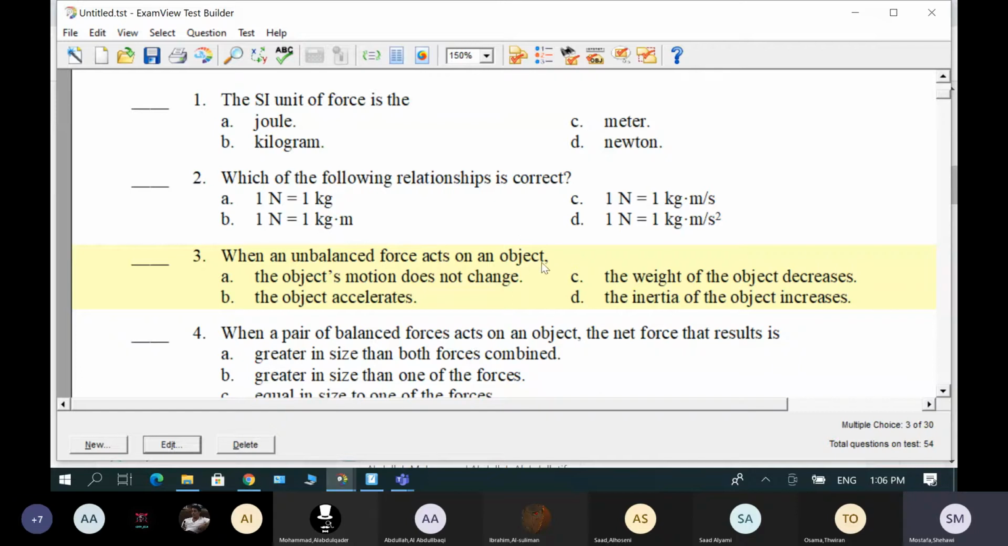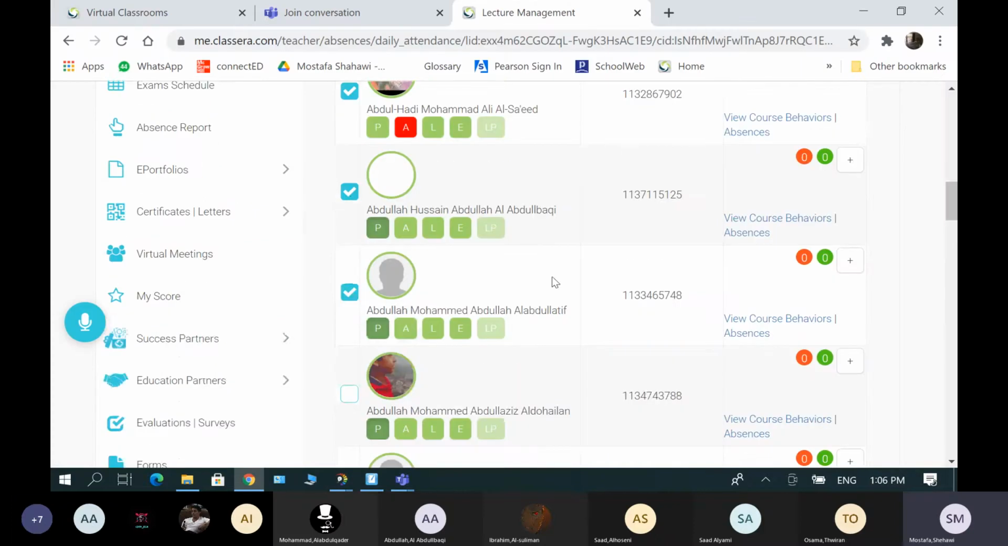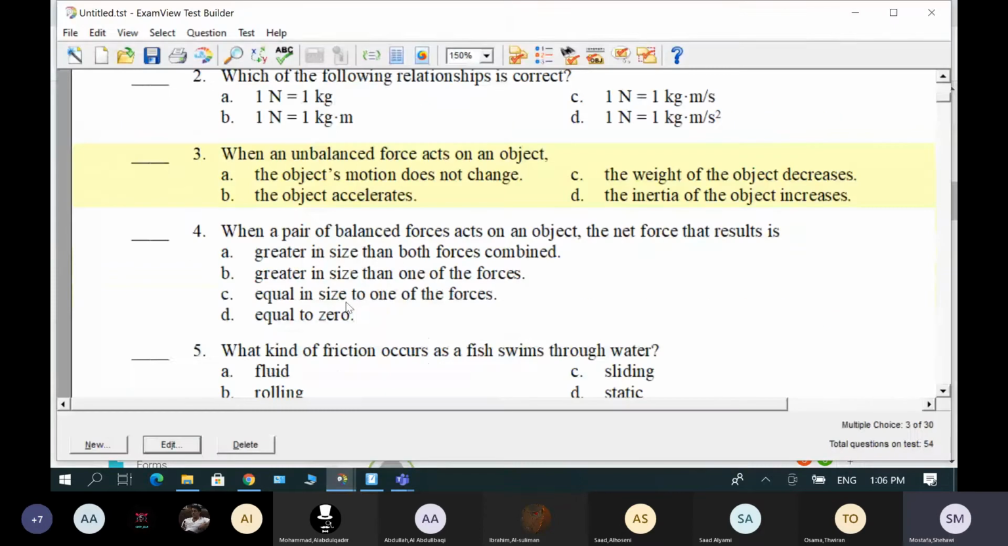Abdullah Abdulatif. Here. Okay, Abdullah. Question 3, read it. When a non-balanced force acts on an object: A, the object's motion does not change; B, the object accelerates; C, the weight of the object decreases; D, the inertia of the object decreases. Is it B? The object accelerates. Yes, because acceleration is related to unbalanced force. The answer is B. Bravo, thank you.